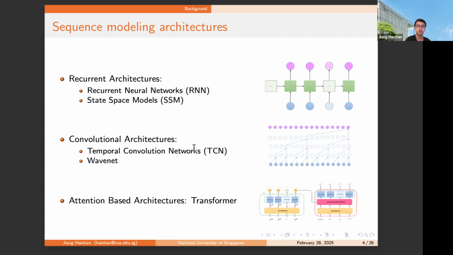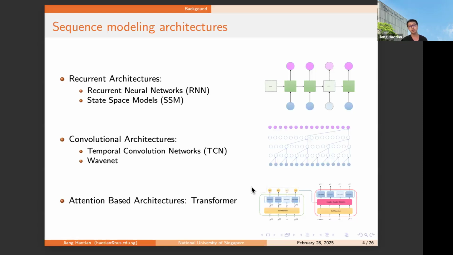We also have the convolutional architectures, for example the temporal convolution networks, which use a 1D convolution with the input. The convolutional architectures are mostly applied to very long sequence processing, for example audio generation, such as WaveNet. And finally, we have the attention-based architectures, which is the transformer, and I think it has become the default choice for most language processing problems.